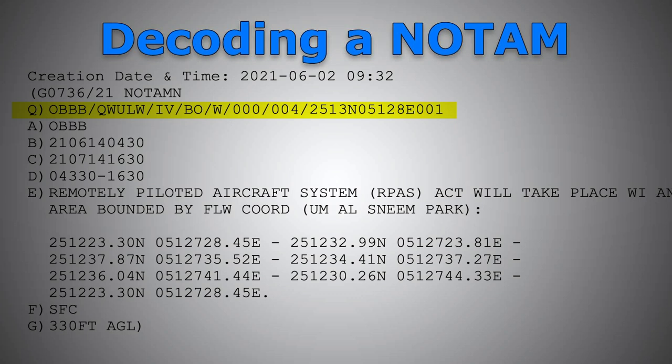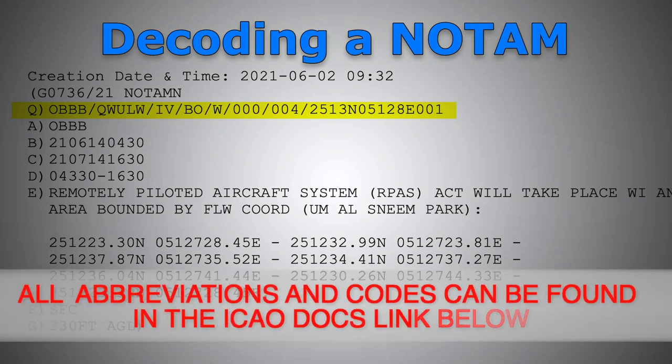Then we have the scope, which is the W here. The W stands for navigation warning. So this is a navigation warning. We can also find A, aerodrome. For example, if there is a runway closure or taxiway closures, you'll find an A. So that means the NOTAM concerns the aerodrome. Also E could be denoted, which represents en route. Again, check out the documents below for the abbreviations.